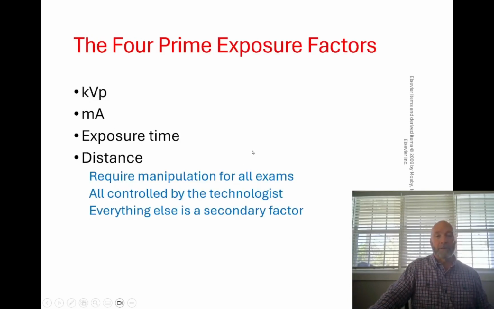So the 4 prime exposure factors are kVp, MA, exposure time, and distance, and each one of those requires manipulation for all exams. All are under control by the technologist, and everything else is a secondary factor. There are some other things that can affect the amount of radiation that strikes the image receptor, the quantity and quality both of what hits the image receptor can be controlled in part by some other things, but these are the 4 big ones.